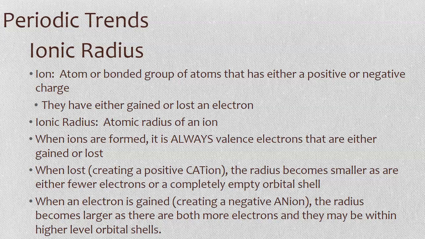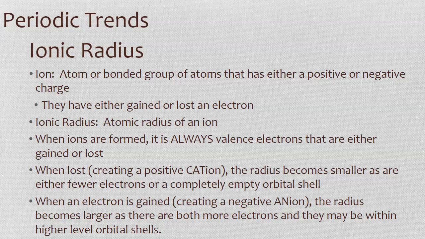Cations have lost an electron. Anions have gained an electron. And the ionic radius is simply the atomic radius of an ion. Please remember, when ions are formed, you are always gaining or losing valence electrons. Cations have smaller ionic radii because they are losing electrons. So when you lose electrons, you get smaller. And anions have bigger ionic radii because they're gaining electrons, so they have more electrons and they get bigger.